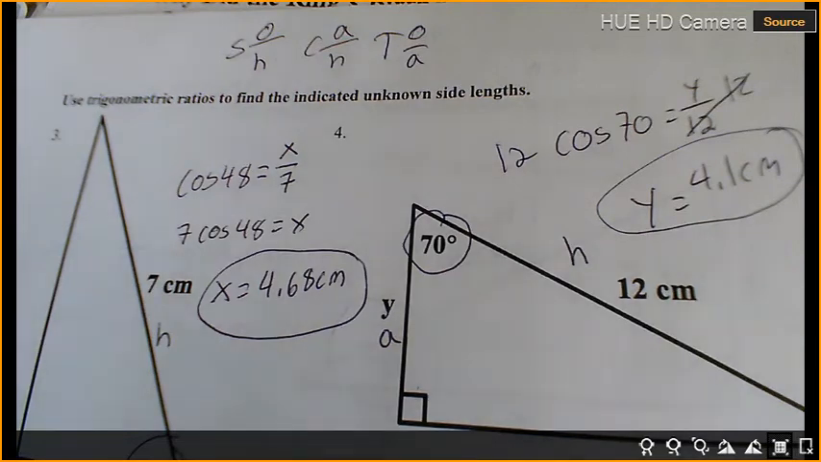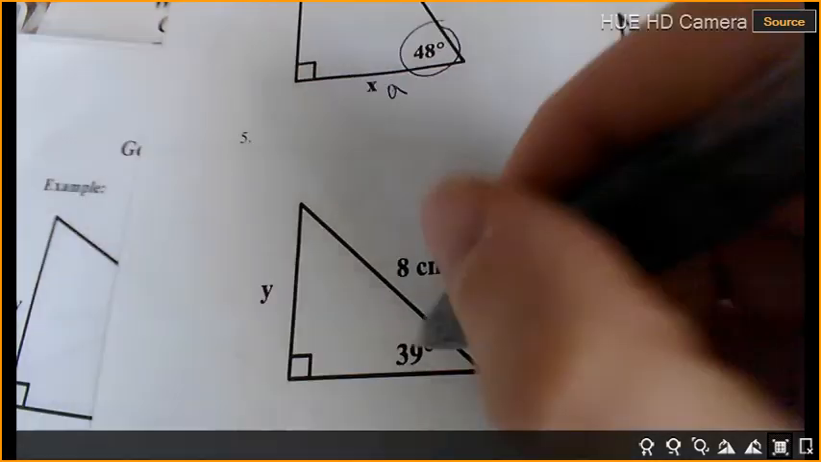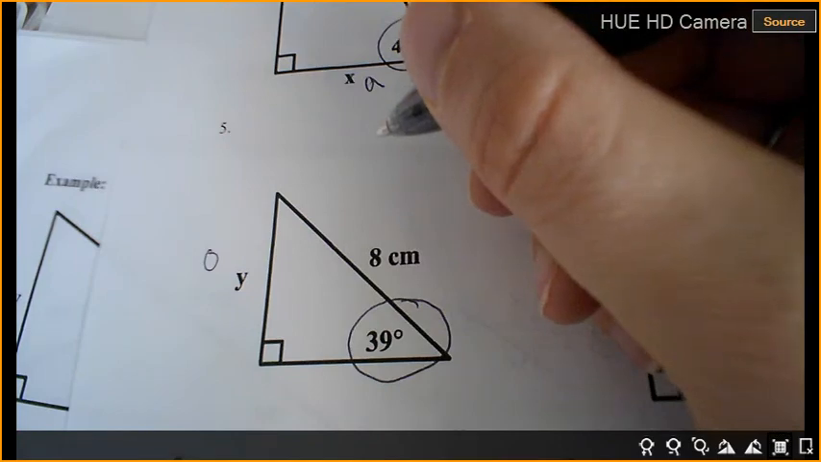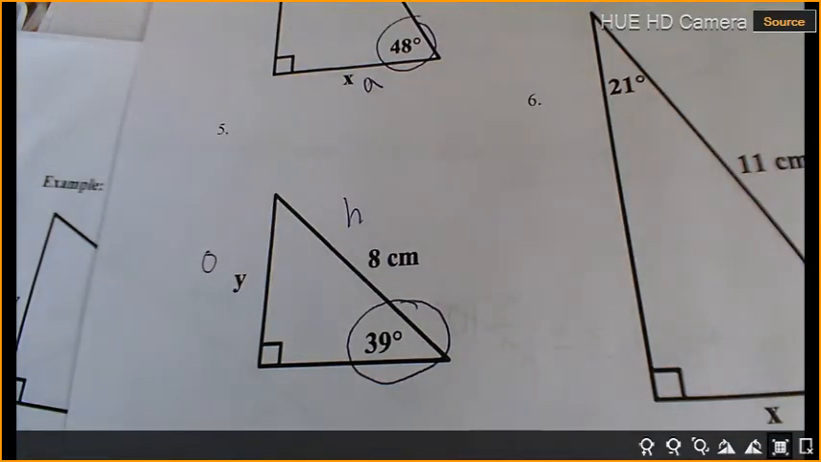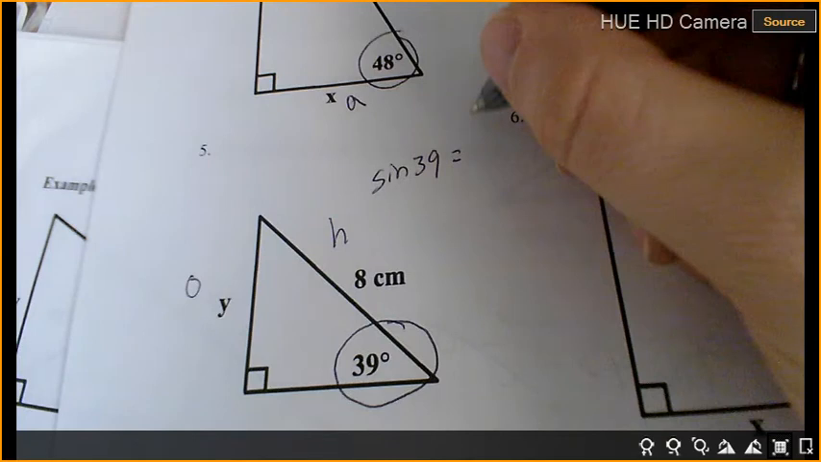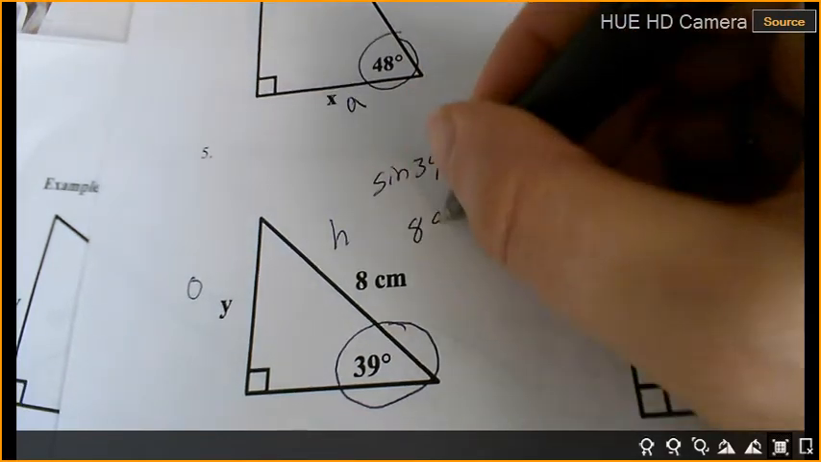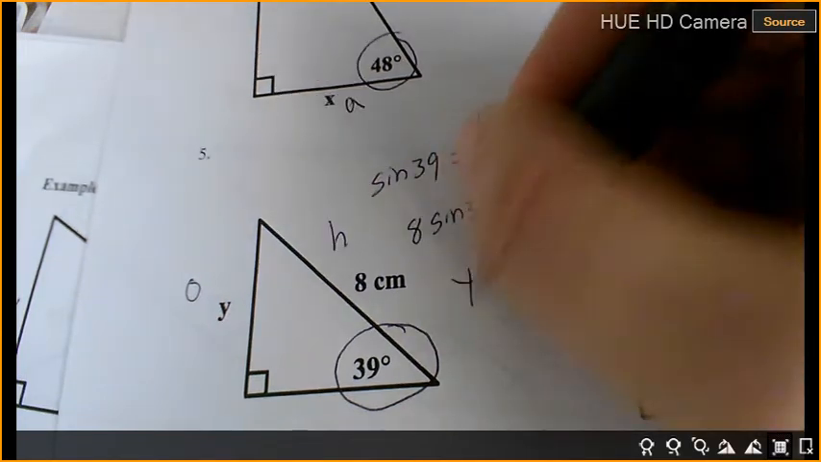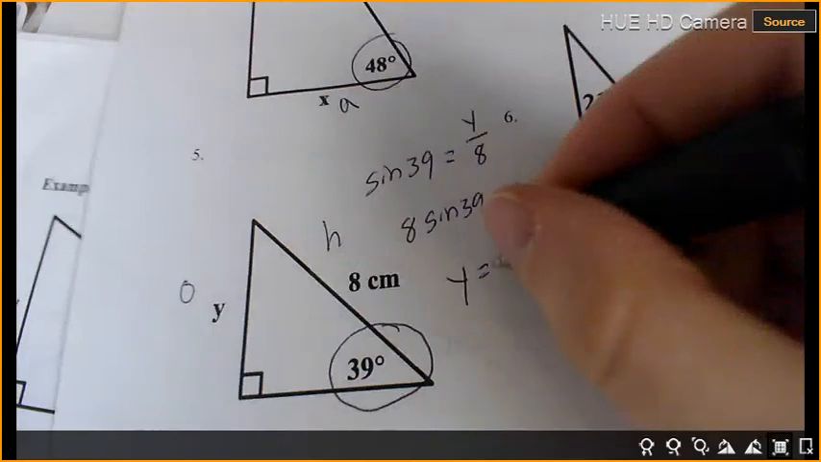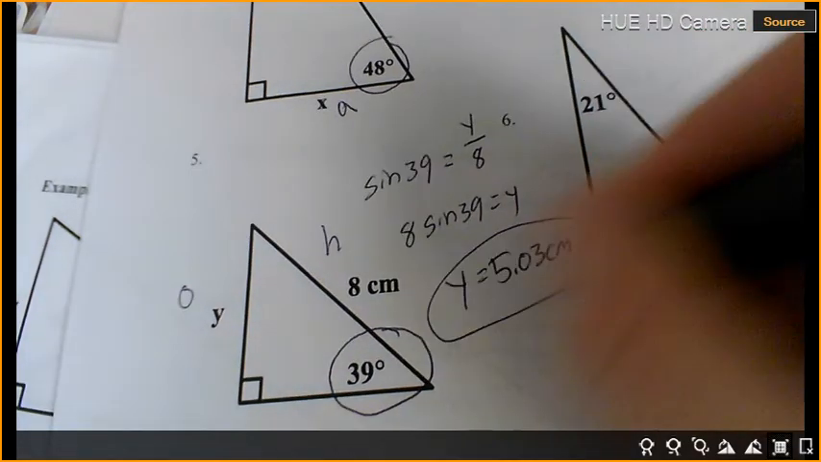Let's do some more together so you can do this for your homework. Let's look at number 5. We've got 39 degrees. Y is the opposite, 8 is the hypotenuse. So which one has O and H in it? Sine. So sine of 39 equals Y over 8. So we get 8 sine 39 equals Y. So Y equals, what do you guys get? 5.03 centimeters. How are we feeling?